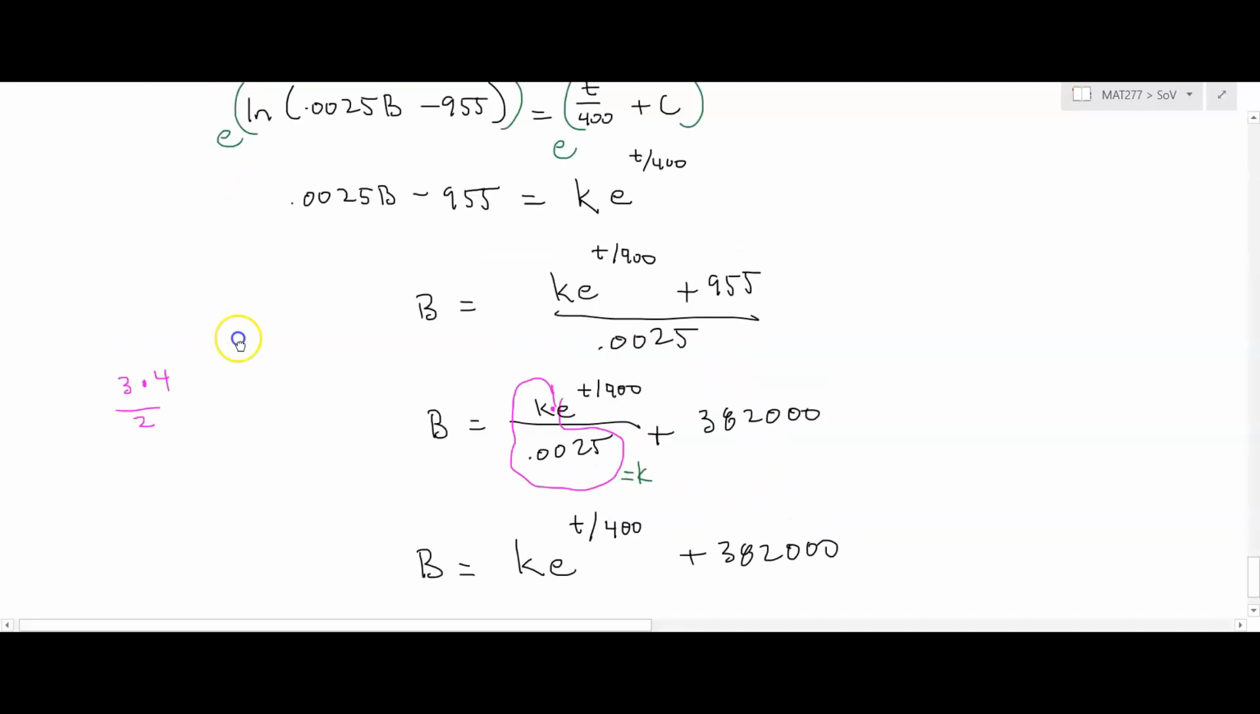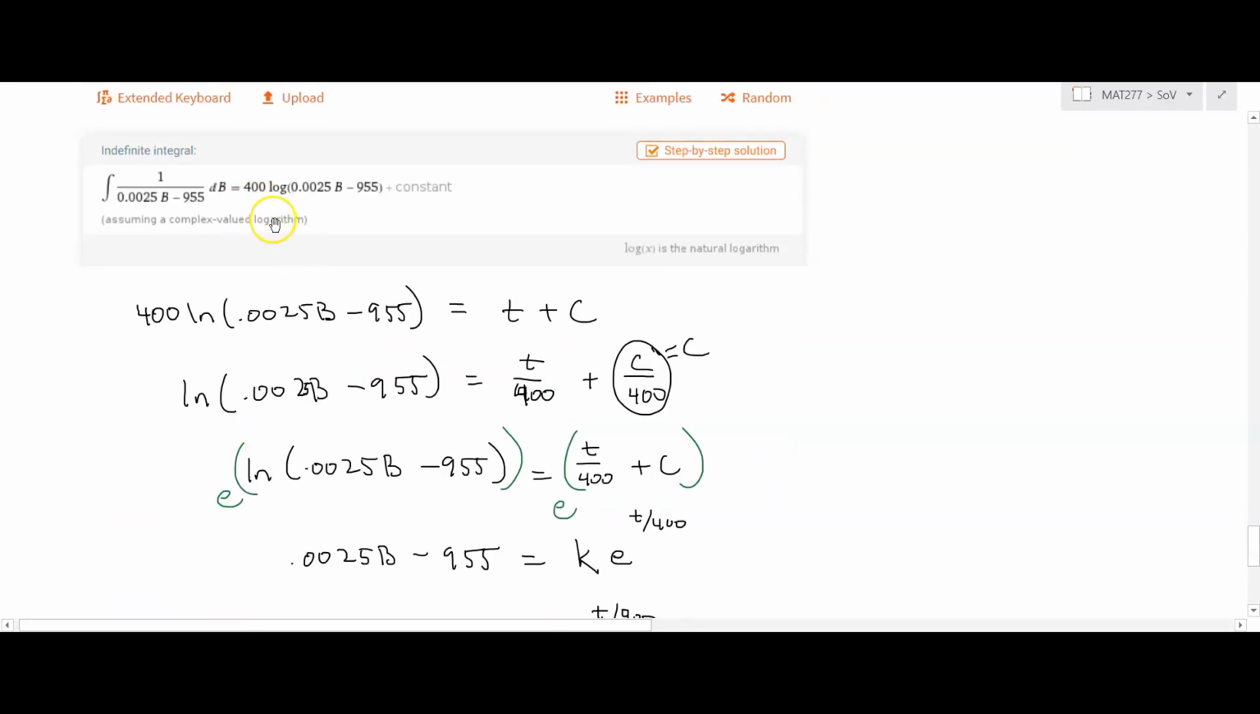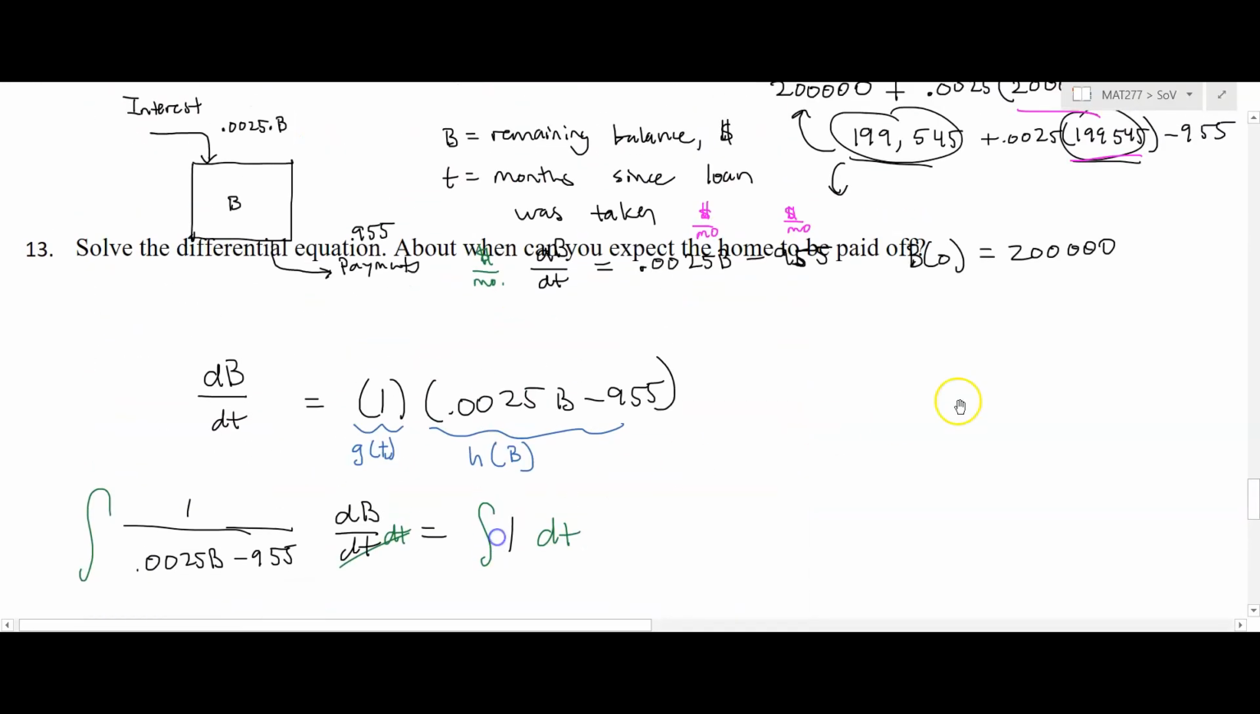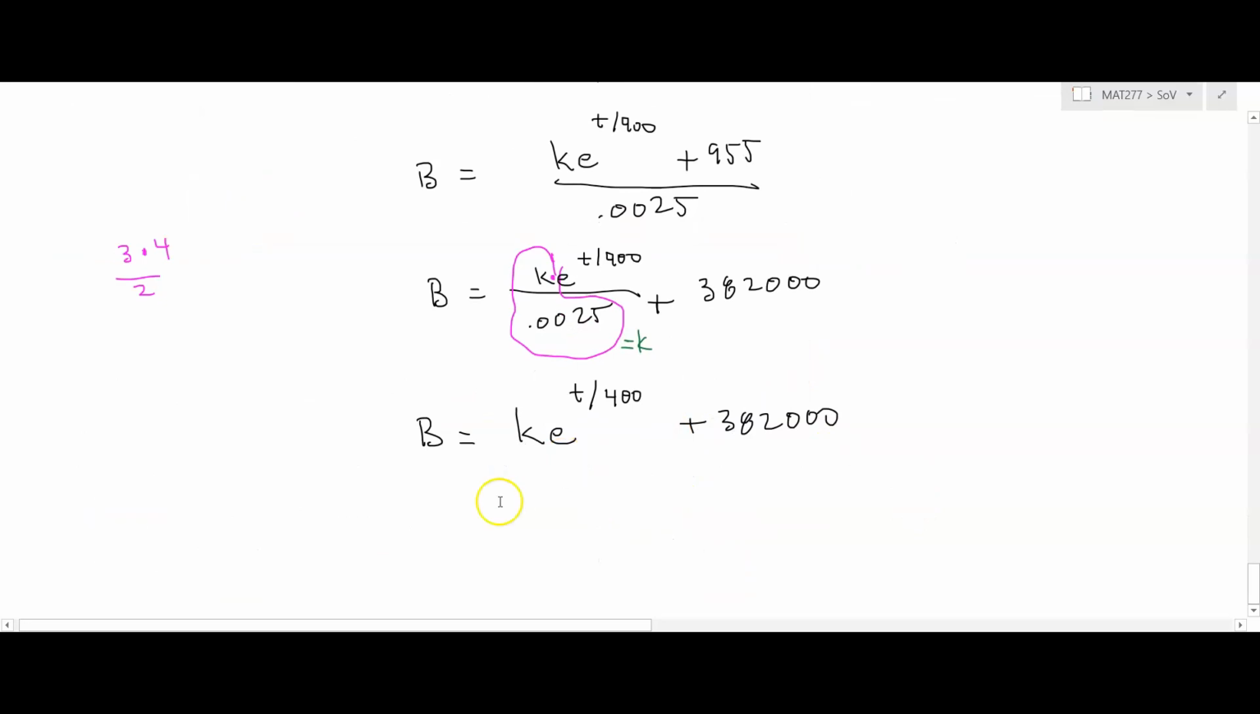Now, my initial condition needs to get satisfied. My initial condition was that b of 0 is 200,000. And pivoting off of that fact, I'll go ahead and replace my balance with 200,000. I'll replace t with 0. So I'll have k e to the 0 over 400 plus 382,000. E to the 0 is 1. K plus 382,000 equals 200,000.